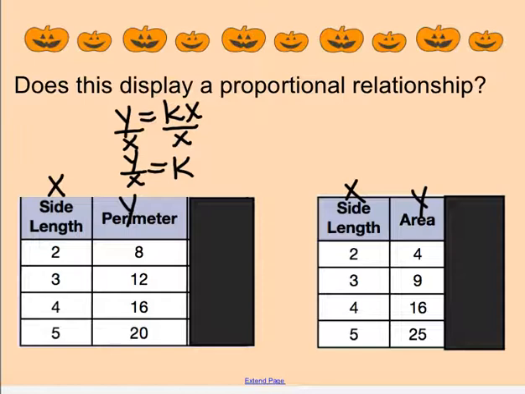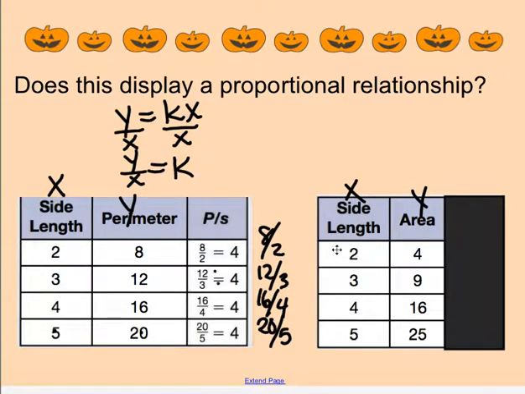First, I'm going to do 8 divided by 2, 12 divided by 3, 16 divided by 4, and 20 divided by 5. That's just coming from my perimeter and side length for each. And as you notice, by dividing those, we get a constant of 4. So, are these proportional? Yes. Side length to perimeter is proportional. But let's look at our other one over here. Side length to area.